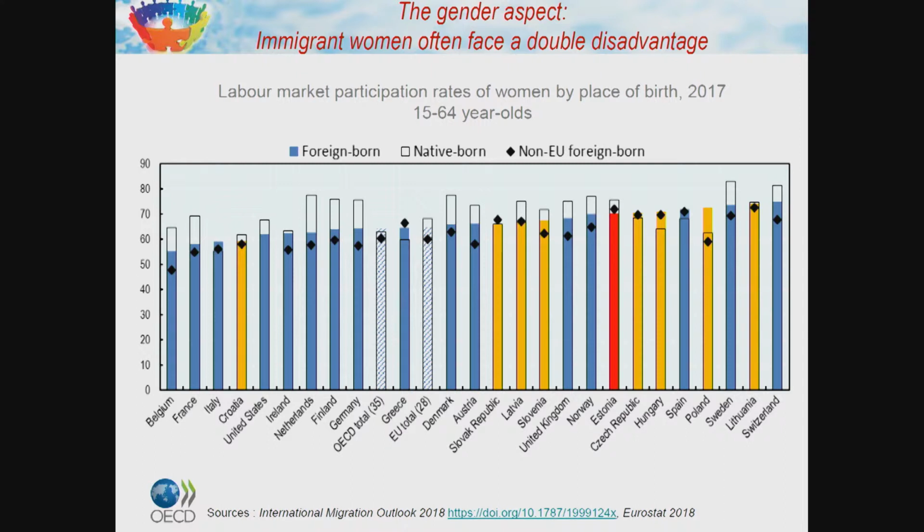So this is the case in Estonia, this is the case in most Central and Eastern European countries, but again, there are some exceptions. But what is important is that when we look at native-born, foreign-born, born outside the EU, the participation rates are even lower. And this is the big issue in some countries of Western Europe, like France, Germany, etc. So there is here a double disadvantage. So the gender aspect is also an important aspect to take into account when we're looking at labor market integration.